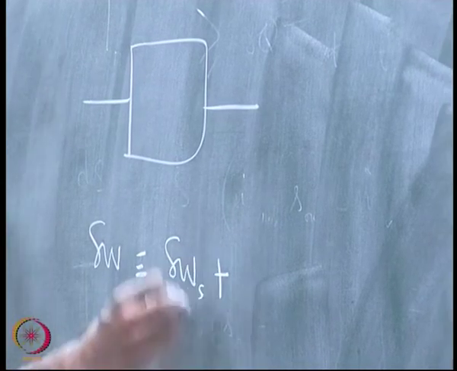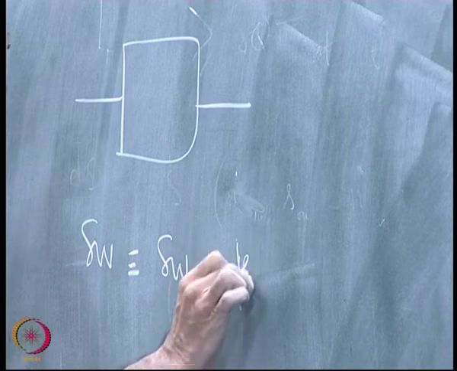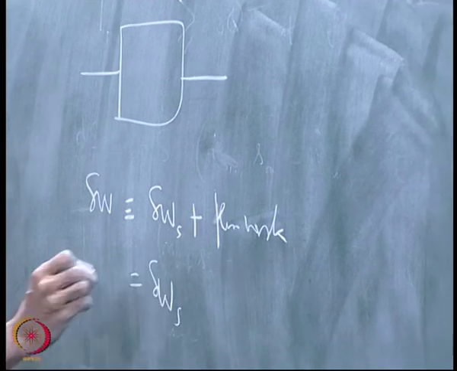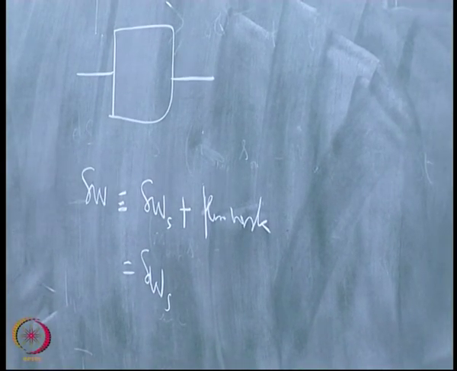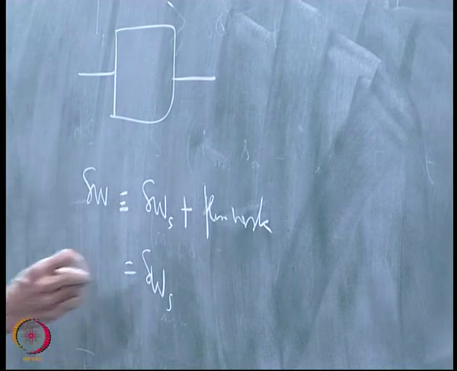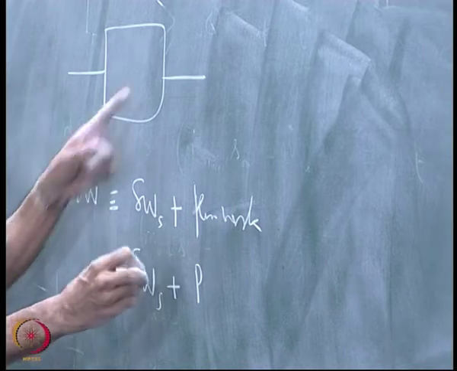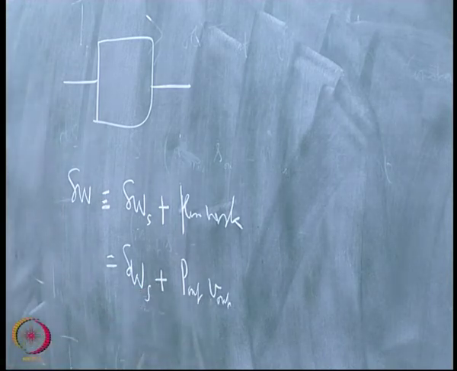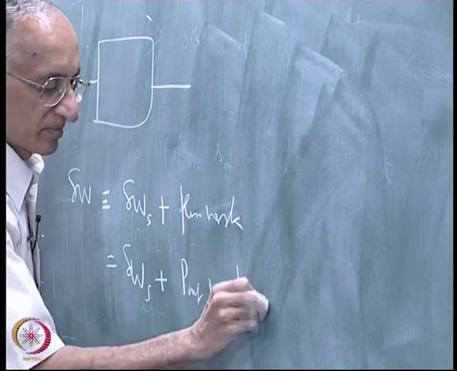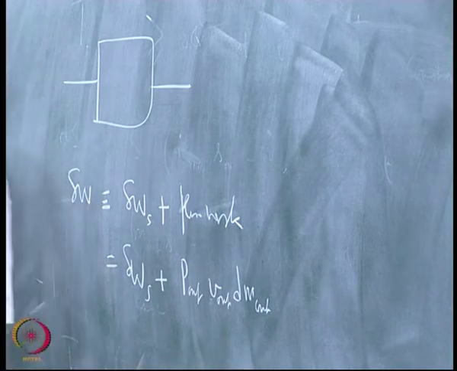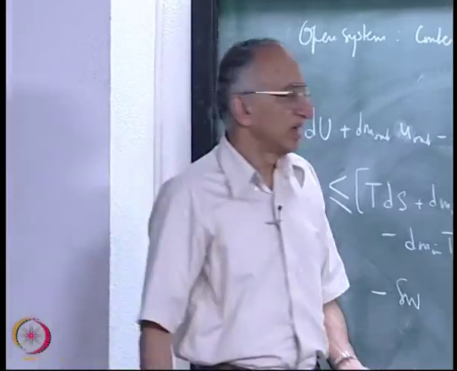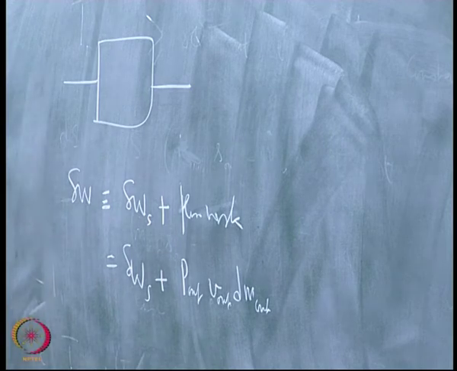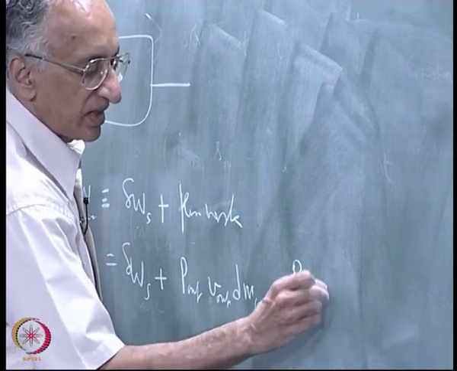Delta WS plus flow work. And flow work is easily calculated. Flow work is simply the work done by the system, which would be pressure at the outlet, P out, V out, this is specific volume, times dm out. Dm out times V out is the total volume of the fluid that is pushed out. It is pushed out at a pressure P out, so the work done is P into dV. Minus, of course, work done on the system, P in, V in, dm in.